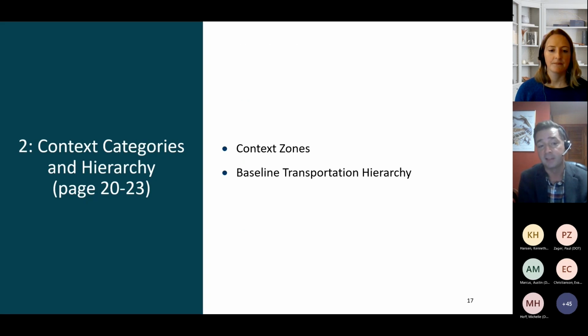And then we get into the context categories and hierarchy. And this does 2 things. We already talked a little bit about the land use context types, but in addition to that, we've added the baseline transportation hierarchy. Sonia had a slide that showed this, kind of previewed it earlier, but go to the next slide, please.